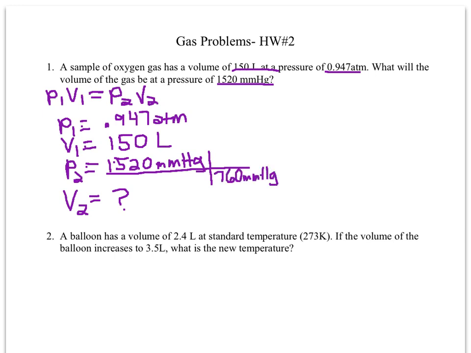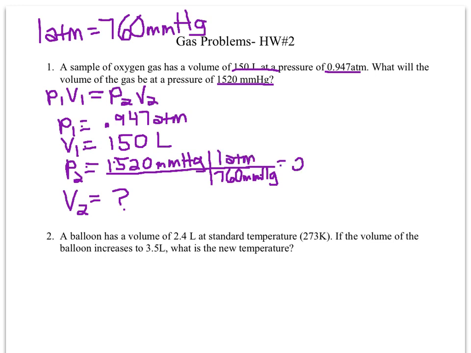So the magical number for converting atmospheres to millimeters of mercury is 1 atmosphere equals 760 millimeters of mercury. This is just kind of a reference number. I'll give it to you on a test, but you have to know how to use it. So 760 goes on the bottom so that the millimeters of mercury cancel out, 1 atmosphere on top, and then if you do that math, you see that it's 2 atmospheres.